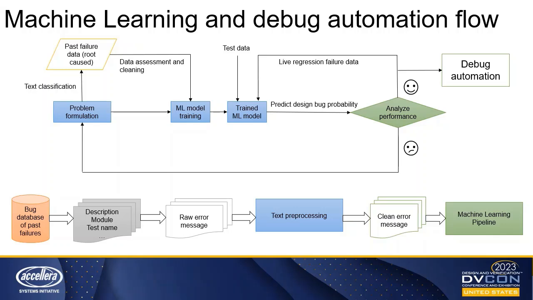The raw error message is extracted from the bug data and some pre-processing steps are applied on it to produce a clean error message, which is then fed as input to the machine learning pipeline.